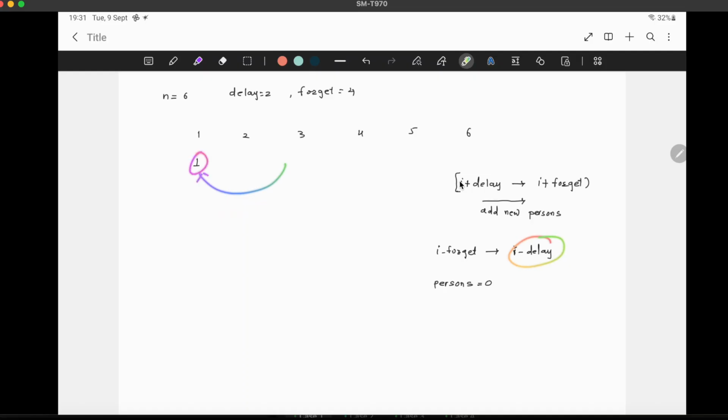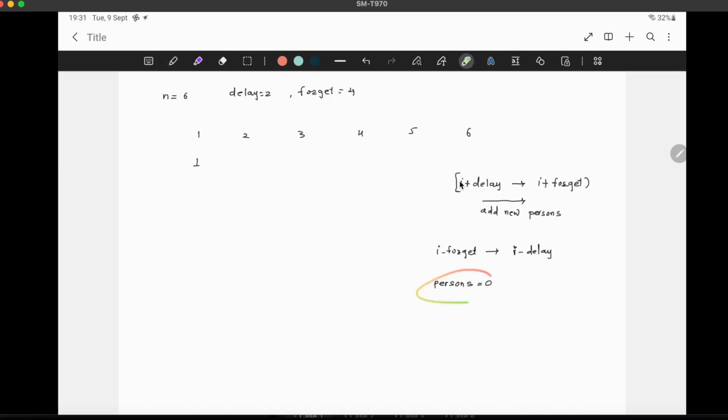If there is any person, it is guaranteed that that person will add a new person at this point in time, on this particular third index. So what we can do is we will maintain persons. Whatever new persons we are getting going ahead, that count is something we will keep on maintaining. So here I have created a persons count.